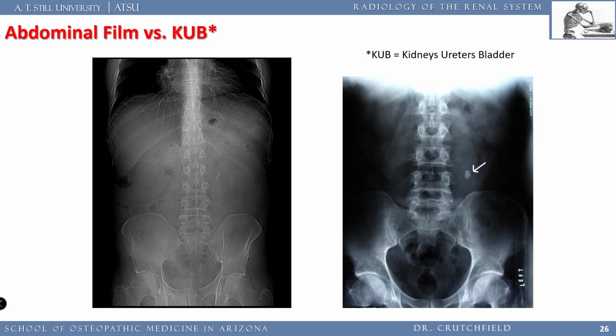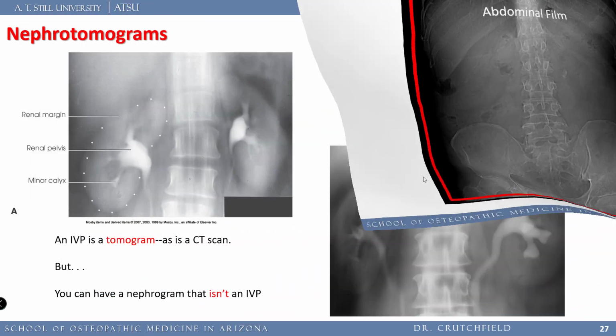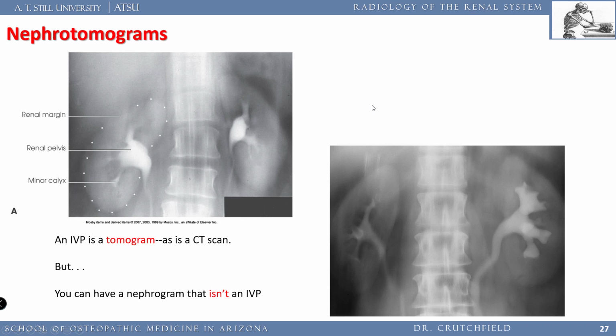And those, they'll give you abdominal films. They will not give you KUBs for that. Okay. So here is this red marking shows the area of an abdominal film. And then over here is the boundaries of a KUB. Okay. Now let's talk about nephrotomograms.